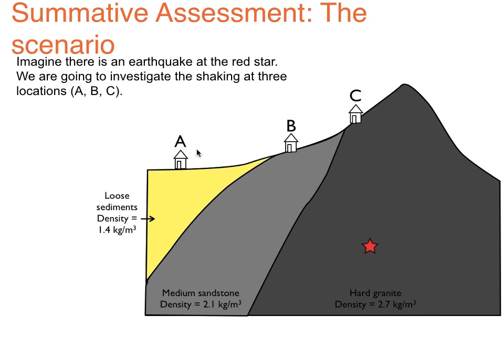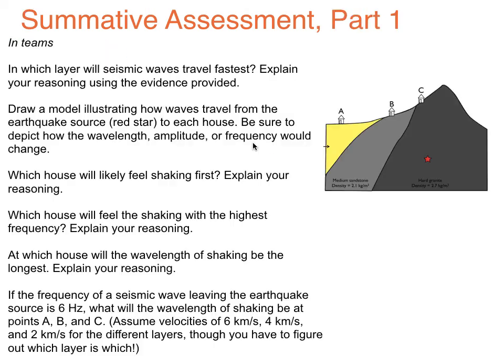We might give them a summative assessment where they're trying to imagine a scenario where there's an earthquake here, and here we're looking at a slice through the Earth with different materials, and ask them things about these different houses here, A, B, and C. We're going to ask them, which layer will the seismic waves travel the fastest in? The hard granite or the sandstone?